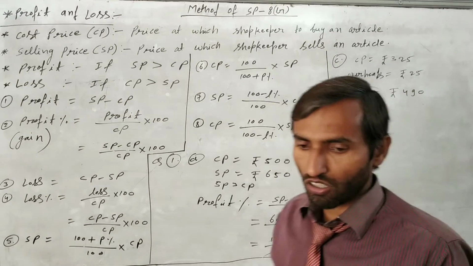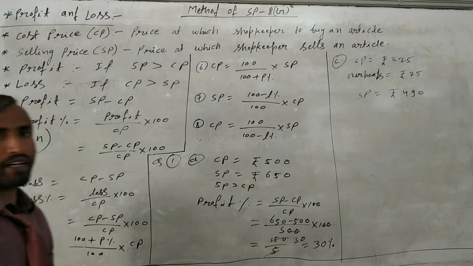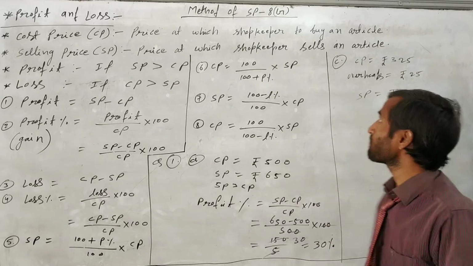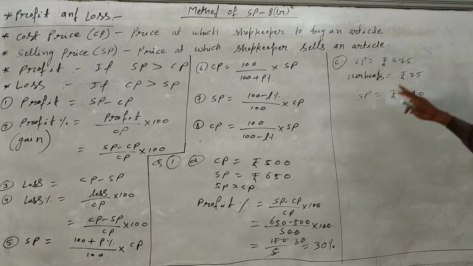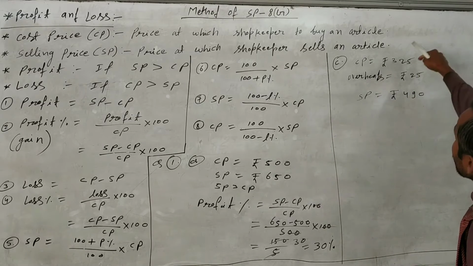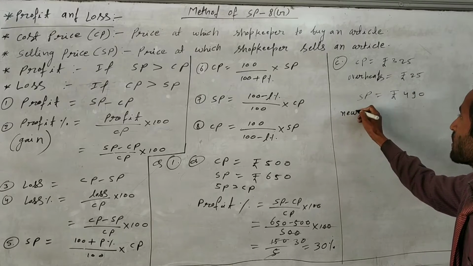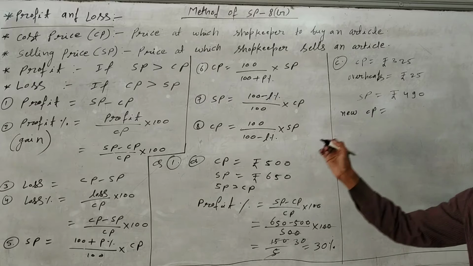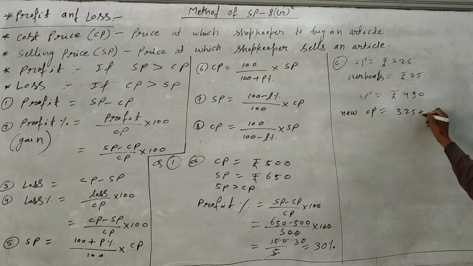So in this case, overhead means extra money we have expended for an article, maybe purchase, transportation charge, vehicle charge, or repairing charge. So this will also be added in the CP only. So we have to find the new CP, and based on that CP we have to find profit or loss. So we will add 325 plus 25, it will come 350. So now the new CP is equal to 350.